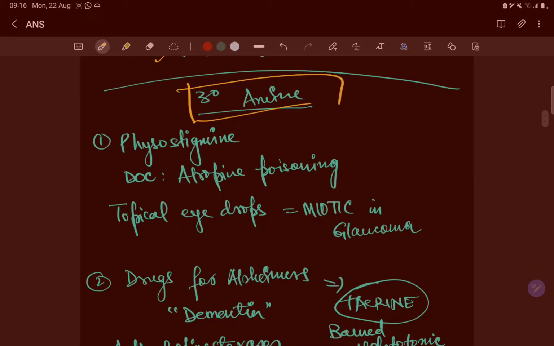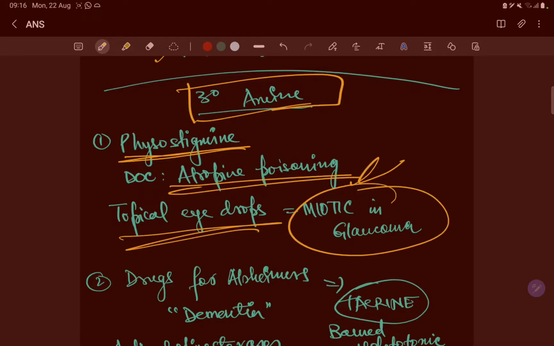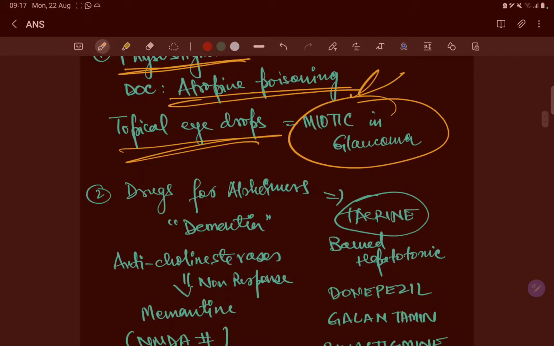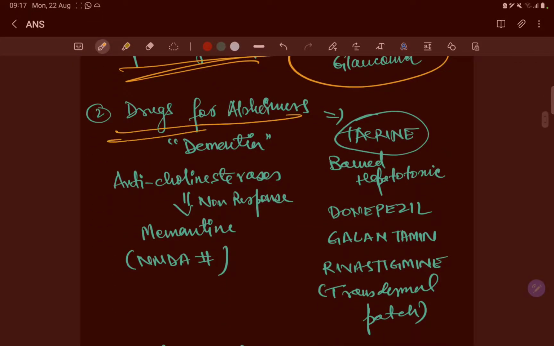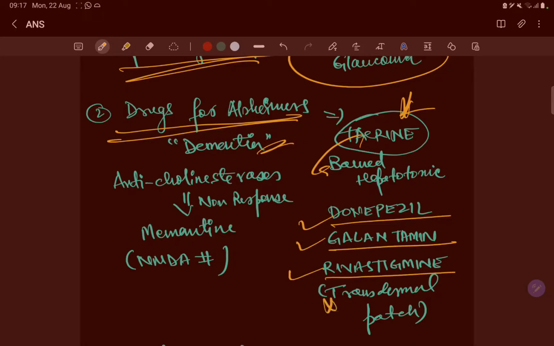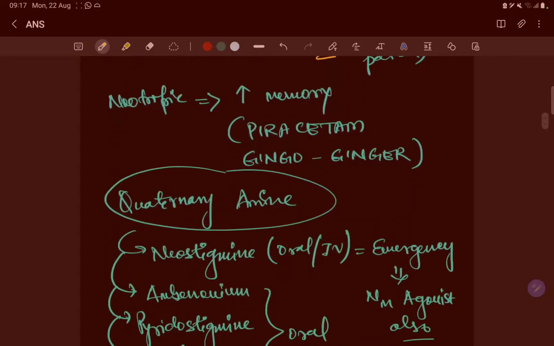A tertiary amine example is physostigmine. It is the drug of choice for atropine poisoning. As topical eye drops it is miotic in glaucoma. The drug for Alzheimer's dementia was tacrine, but it is banned as it is hepatotoxic. Other drugs for Alzheimer's are donepezil, galantamine and rivastigmine, which is used as a transdermal patch. If anticholinesterases are not responding, we give the NMDA blocker memantine in Alzheimer's. So these are the treatments of choice for Alzheimer's.